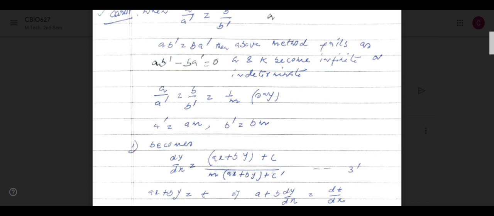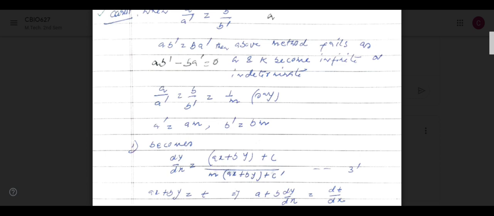Okay, dy/dx equals (ax + by + c) / (m(ax + by) + c'). Did you understand? So our original equation 1 is becoming dy/dx = (ax + by + c) / (m(ax + by) + c'). Okay, so then what do you have to do?